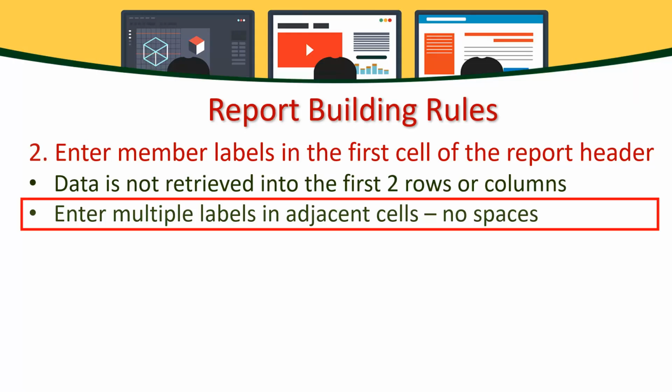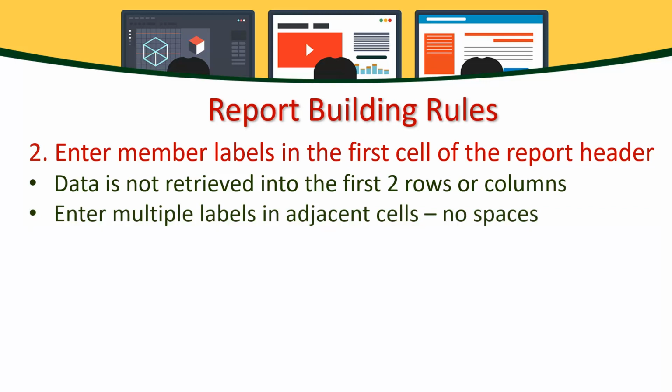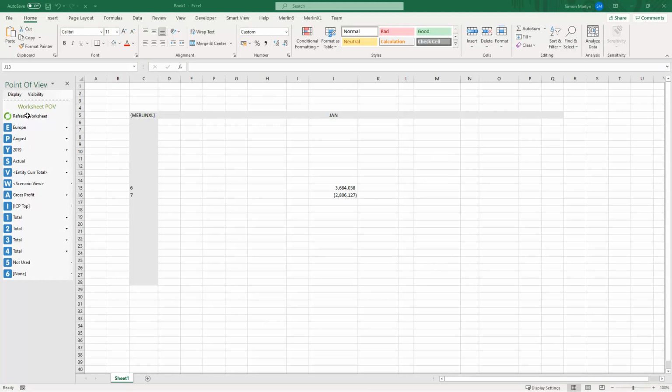When it comes to specifying multiple dimensions for your row and column headers, place the member labels in adjacent cells without leaving any spaces between the cells. In this example, the column of data is set to Jan from the period dimension. If we also wanted to specify a year from the year dimension, we select the cell immediately under the report header cell in the same column and enter the member label.